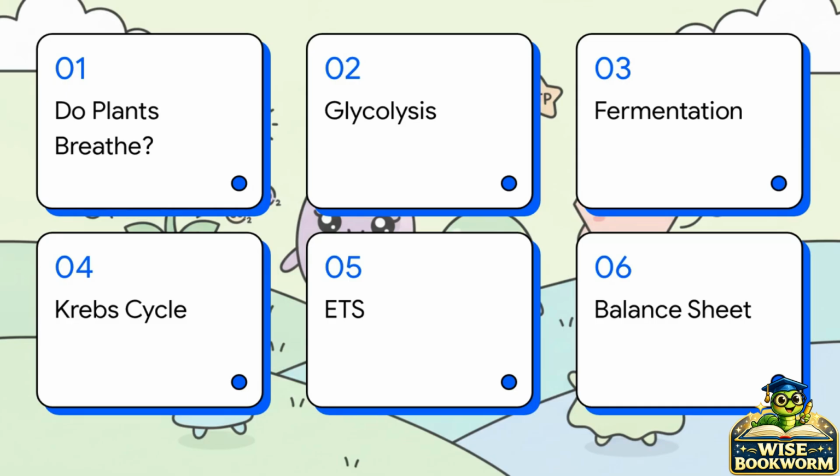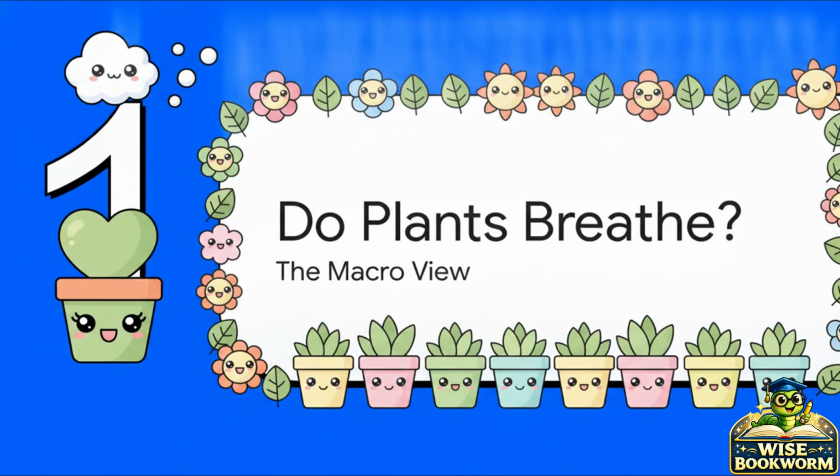To make sense of exactly how they pull this off, here is our roadmap for today. First, do plants breathe? Then we'll hit glycolysis, move on to fermentation, the Krebs cycle, the ETS, and finally, we'll tally up the balance sheet. All right, Section 1. Do plants breathe?